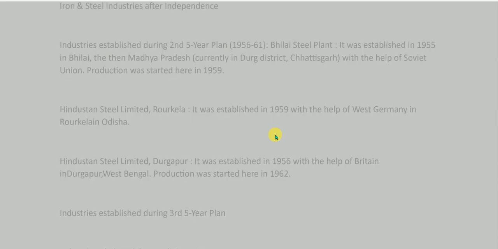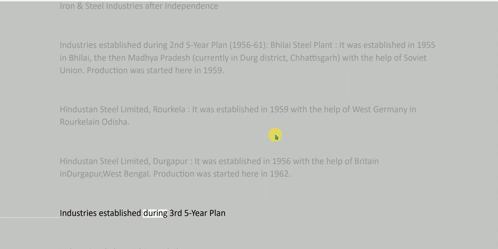Iron and steel industries after independence. Industries established during the second 5-year plan, 1956 to 61. Bhilai Steel Plant was established in 1955 in Bhilai, then Madhya Pradesh, currently Durg district, Chhattisgarh, with the help of the Soviet Union. Production was started here in 1959. Hindustan Steel Limited, Rourkela, was established in 1959 with the help of West Germany in Rourkela in Odisha. Hindustan Steel Limited, Durgapur, was established in 1956 with the help of Britain in Durgapur, West Bengal. Production was started here in 1962.